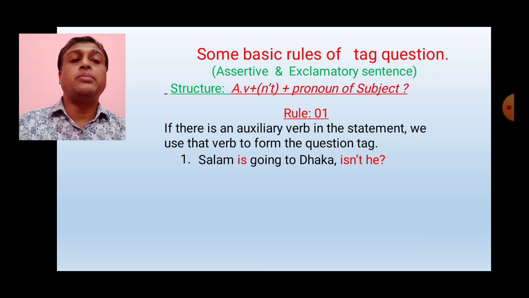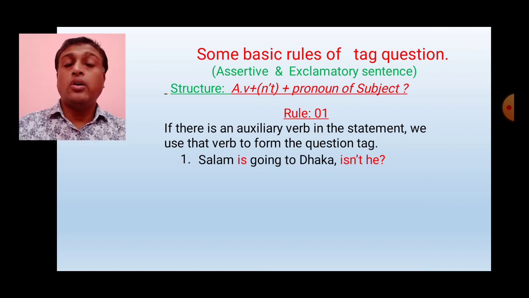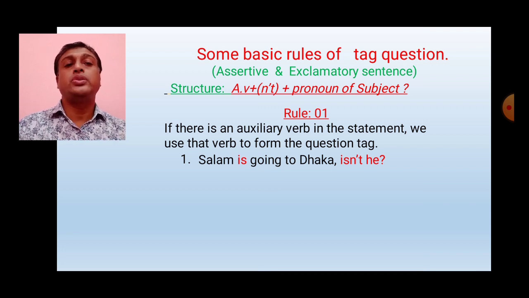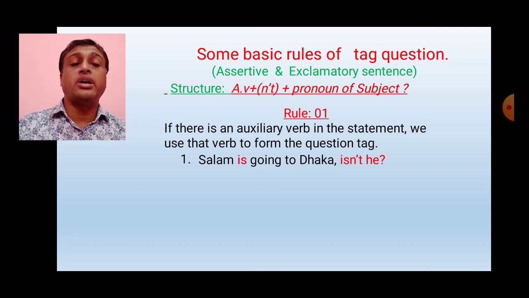Look at the example. Salam is going to Dhaka. In this sentence, is is the auxiliary verb and going is the principal verb. So, when we write the answer to this sentence, we must use is as the auxiliary verb.